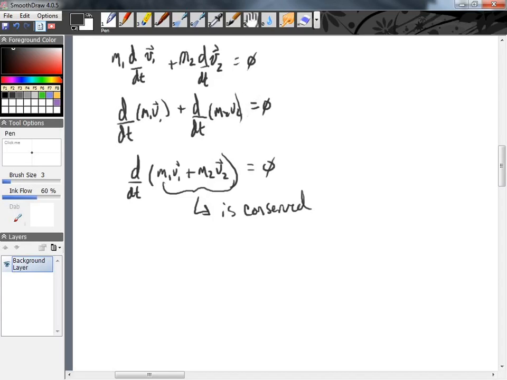Which brings us to, well, what is this value right here? This m times v, or mass times velocity, equals momentum.